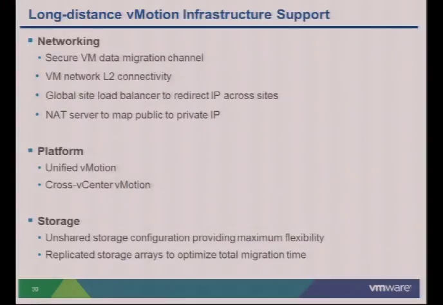There's a bit of infrastructure that needs to be in place in order for long-distance vMotion to work. From the networking perspective, there needs to be a secure vMotion channel for the VM data to safely cross the WAN. And similar to the cross-VC case, there needs to be an L2 connection from the source and destination for the VM network. And to handle your IP addresses, there needs to be a global site load balancer and NAT servers.